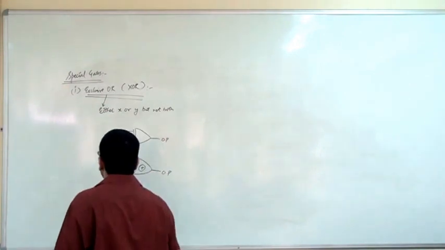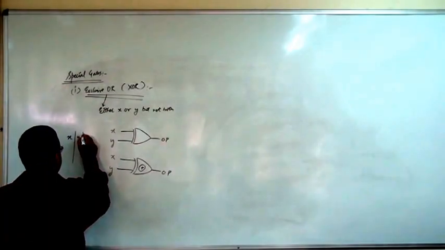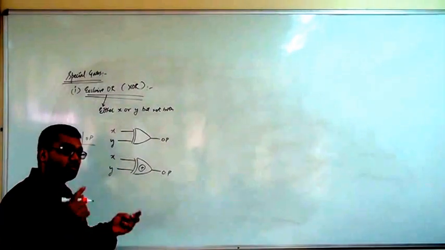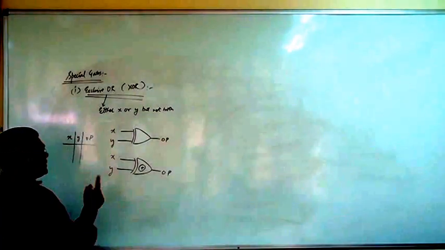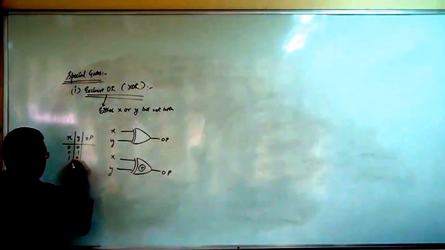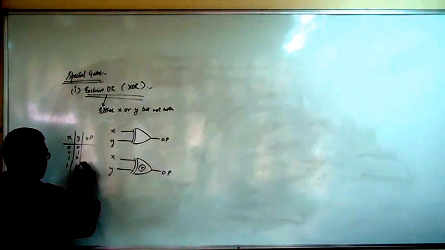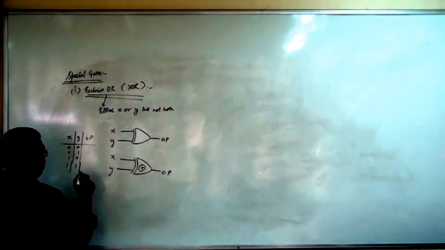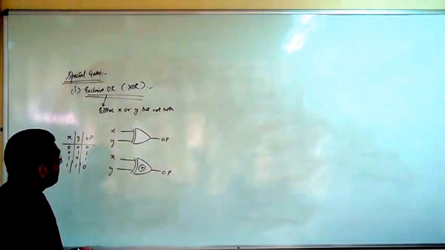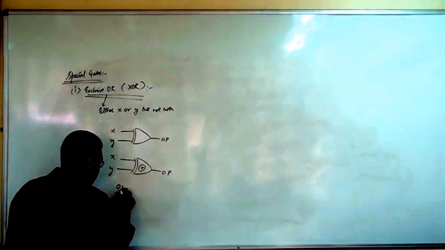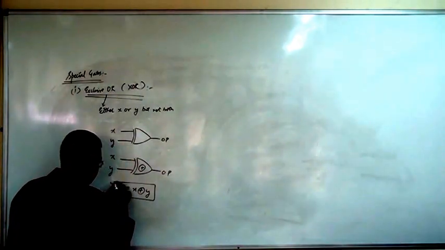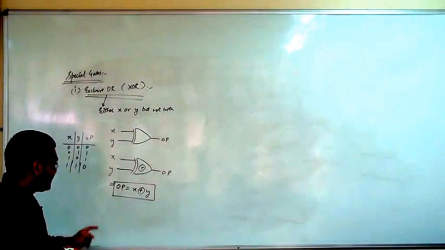So how does it work? As I said, either X or Y but not both. That means both should not be the same. If both are the same, you will get the output as 0. If any one of them is different, or rather both of them are different, the output will be 1. So this is 0, 1, 1 and 0. This symbol is how it is represented. Alright, X XOR Y.